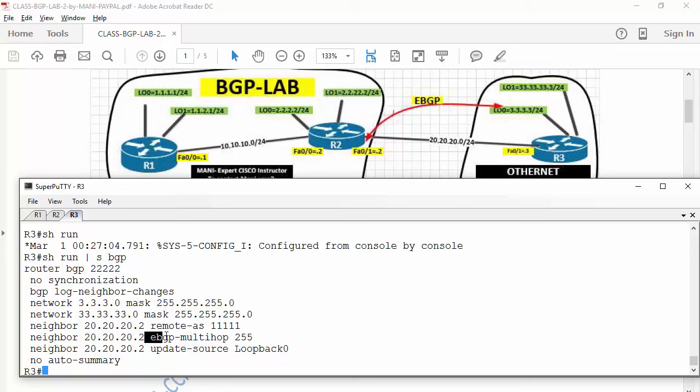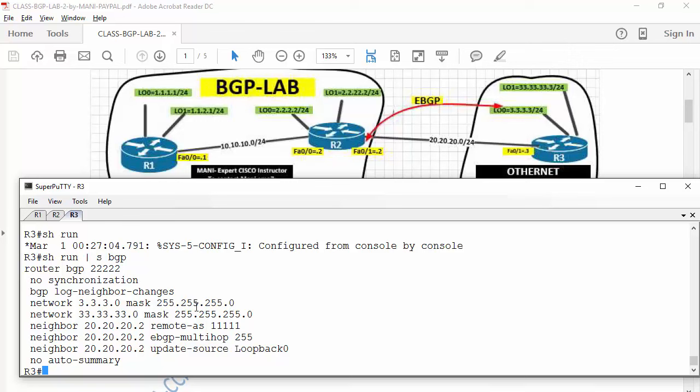Why do we have EBGP multi-hop? That means how many routers I should pass to go to that particular interface. Technically 1. If I put 1, that's more than enough. But I just left it at default because I didn't type any number. By default it is 255. So you can type either 2 or you can leave it default. Then on the other side I put the neighbor as 3.3.3.3, so on this side I'm saying update source loopback 0.